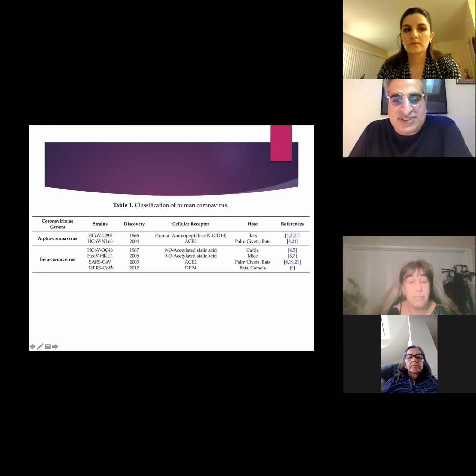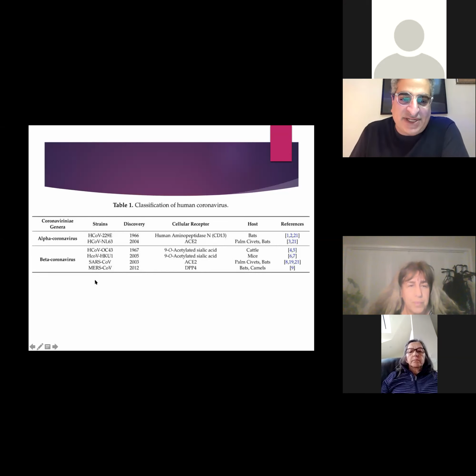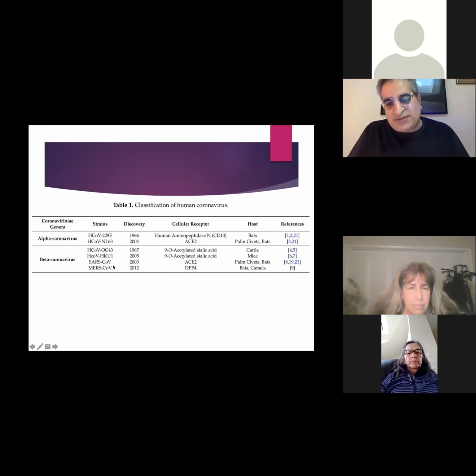This is an important slide. I know it looks technical, but this is, not including COVID-19, all the human coronaviruses that we have. You can see up here the alpha and the beta coronaviruses. SARS and MERS, you've probably heard of. These caused two very large epidemics in 2003 and 2012.